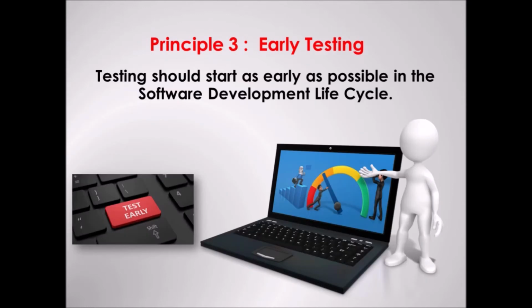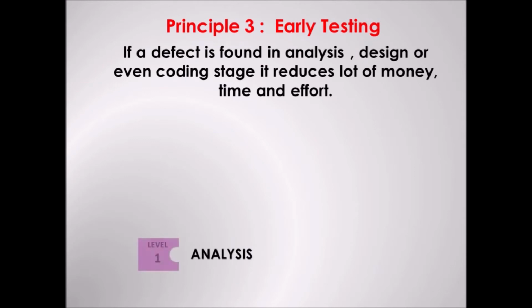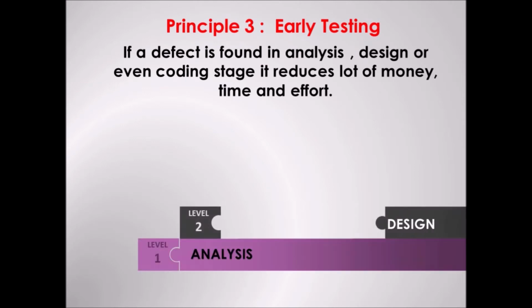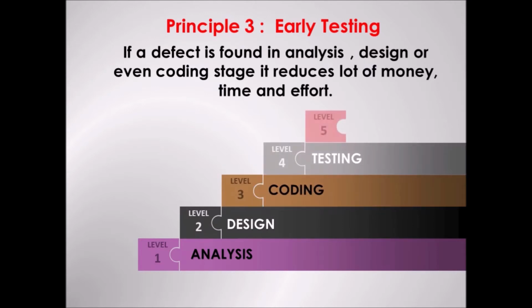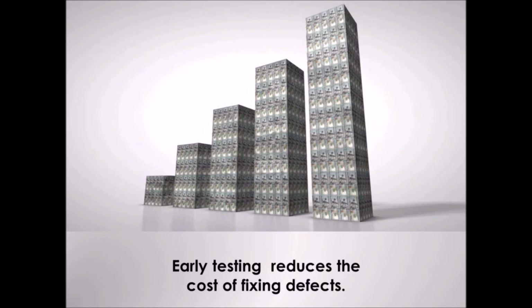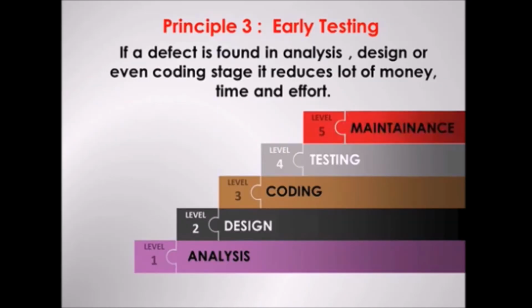Principle number 3, early testing. Testing should start as early as possible in the software development life cycle. If defects are found in the analysis phase, the cost is less. If they are found in the design phase, the cost is more than the analysis phase. And if they are found in the coding stage, the cost increases more than the design phase. And if they are found in the testing phase, the cost increases more than the coding phase. And if they are found in the maintenance phase, the cost increases furthermore. Early testing reduces the cost of fixing the defects.